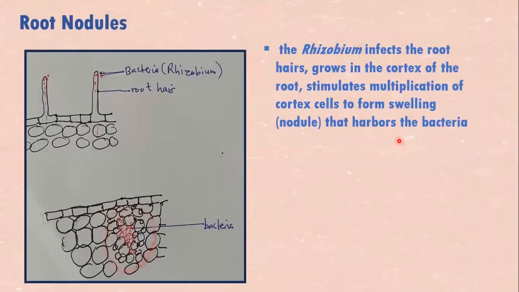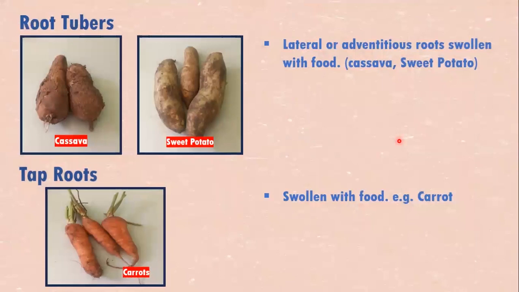Very neat. Good. Now let's look at root tubers. When we say root tubers, they actually mean lateral or adventitious roots swollen with food. We talked about lateral roots or adventitious roots in our last lesson. So you can check the last lesson to find out what lateral or adventitious roots means. These are the root tubers. It's very, very different from tap roots swollen with food. And this is tap roots, carrots, tap roots swollen with food.